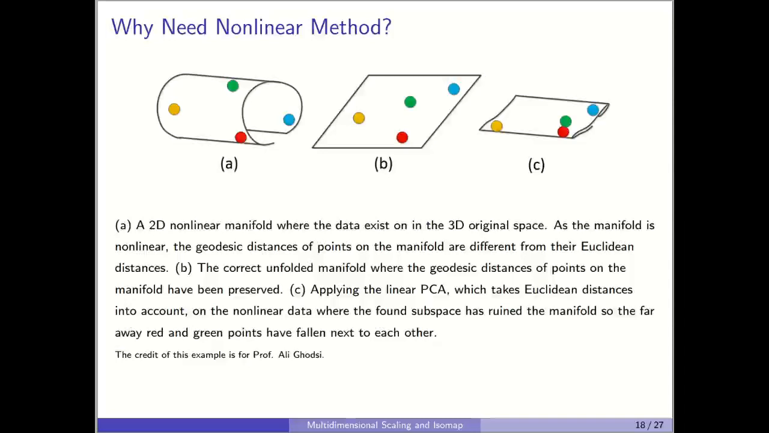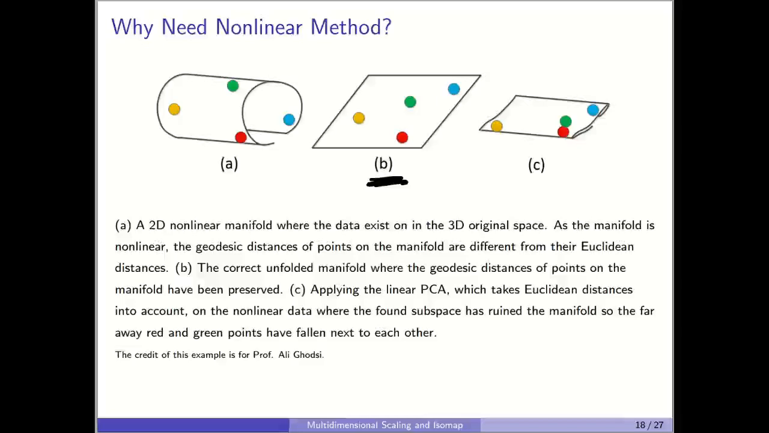Here in this slide, whose credit is for Professor Ali Ghodsi, I explain to you why applying a linear method on non-linear data ruins the embedding. For example, assume you have, in figure A, a non-linear manifold of data, and consider these points. The correct unfolding, or the correct subspace of the data, is figure B, where we unfold this nonlinear manifold.